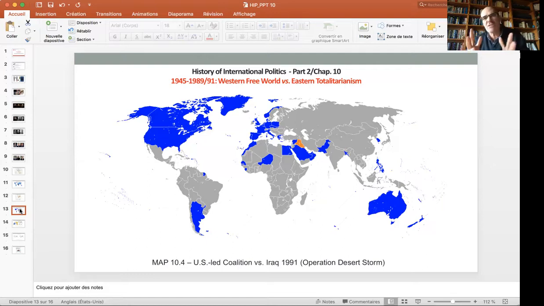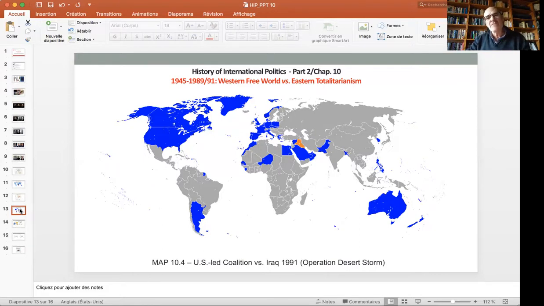50 states is somehow significant. I also emphasize that China and the USSR still existed, did not oppose their veto to the resolutions. So they implicitly permitted the US and other Western powers and some significant Arab states to launch this operation.